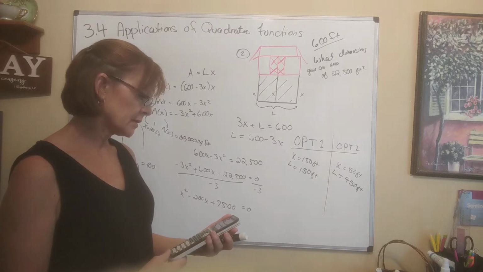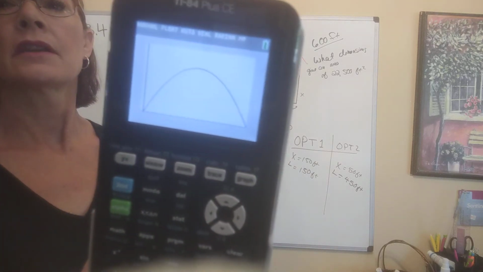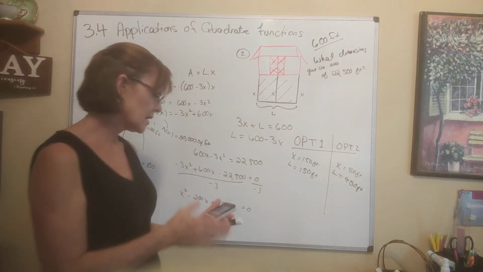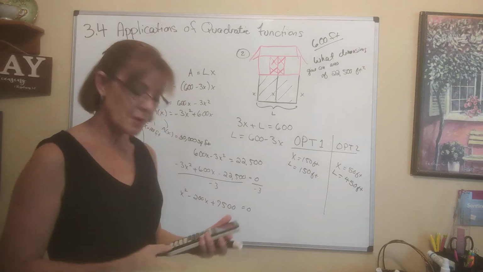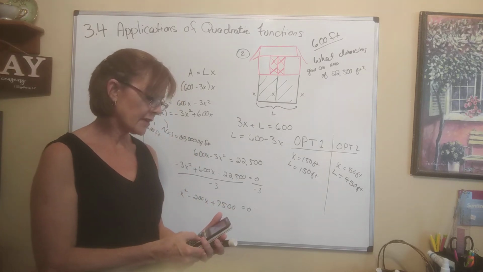Oh, it gave me a pretty nice graph. All right, there's my pretty nice graph. Can you see it? Okay, so now I'm going to hit second and then trace. And I'm going to hit number 4, which is maximum, just as a check, to see if I like my numbers. I'm going to go to the left.